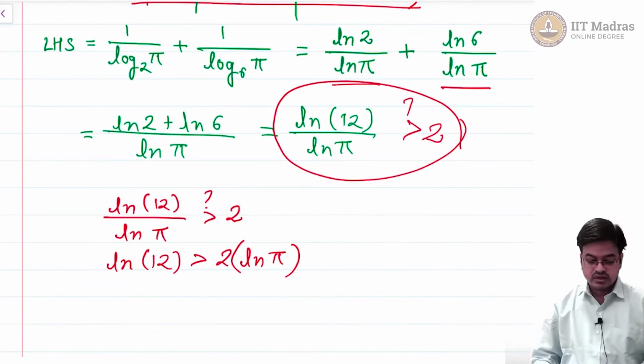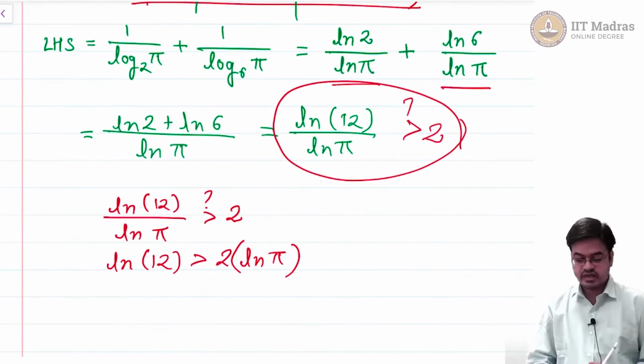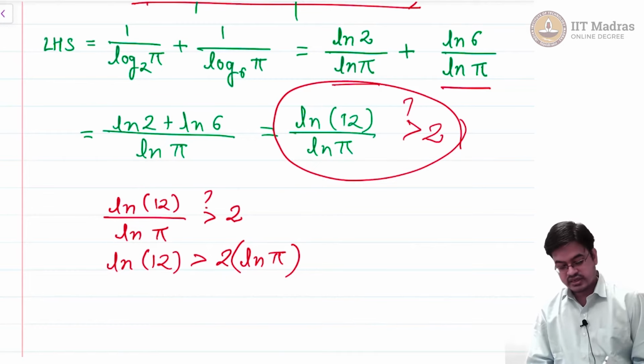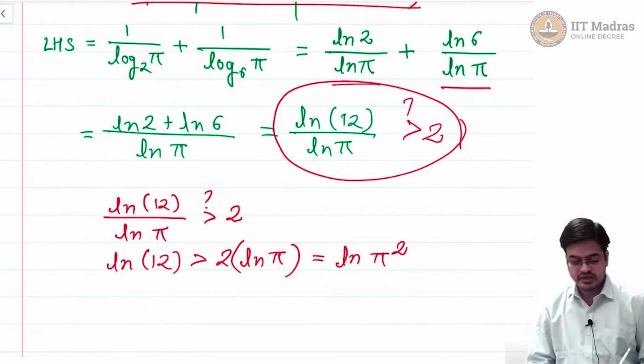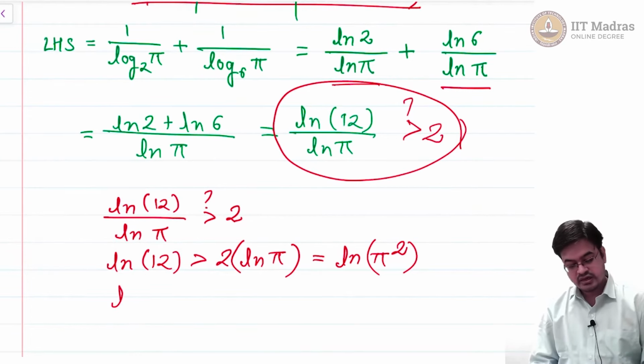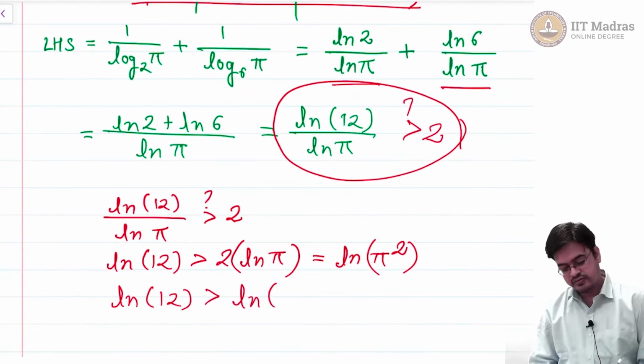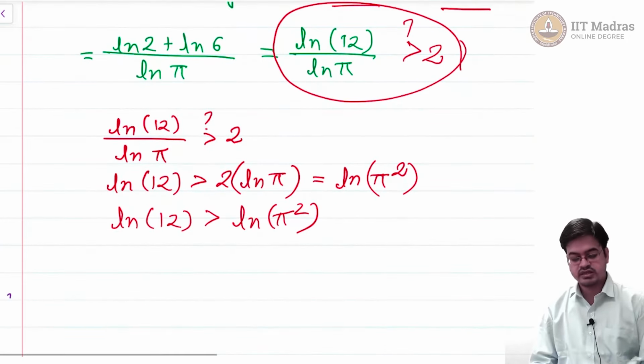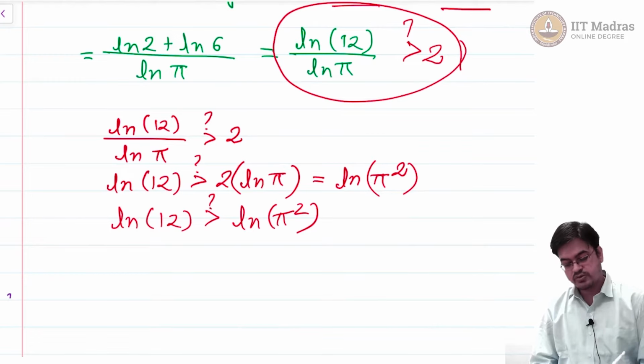Okay, now I have one law again to my aid, that is the multiplication rule. So log of x raised to a is a times log of x. That rule I will use, and this in fact will become equal to ln of pi squared. So now I am checking whether ln of 12 is greater than ln of pi squared or not. This is a question that we are asking again. So all these are questions. We have not yet proved anything.